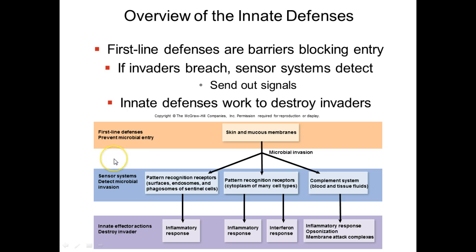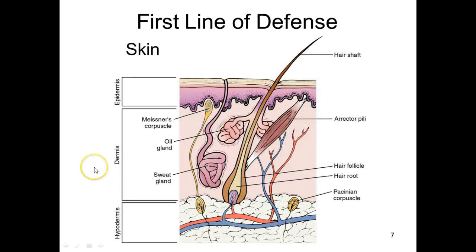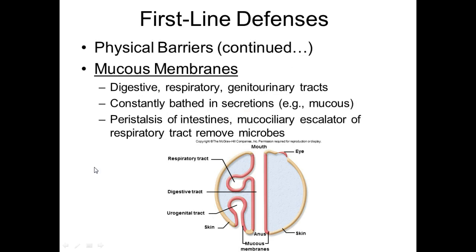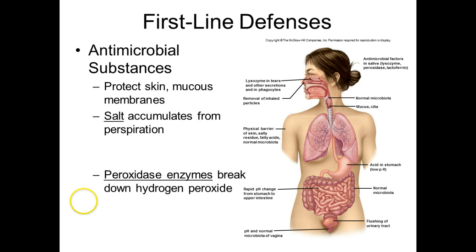So, in a little bit of review, in addition to these barriers of your skin and your mucous membranes, and of course I erased the whole thing, but that's okay. Lysozyme, right, which is an antimicrobial substance found in your saliva, found in your tears. What does lysozyme destroy? Peptidoglycan. And where is peptidoglycan found? The cell wall of bacteria, and a lot of it in gram-positive bacteria, right?